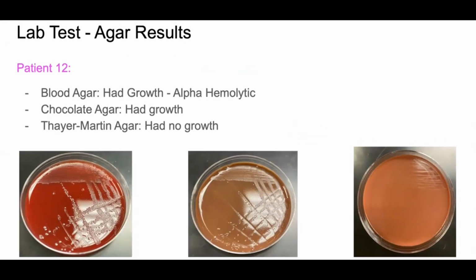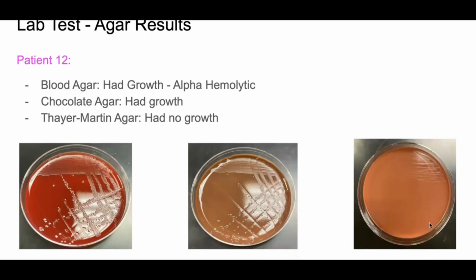Here are the agar results. We did a test on the blood agar. There was growth, as you can see here, and we said it was alpha hemolytic. Then on the chocolate agar, there was also some growth, but on the Thayer-Martin agar, there was no growth.